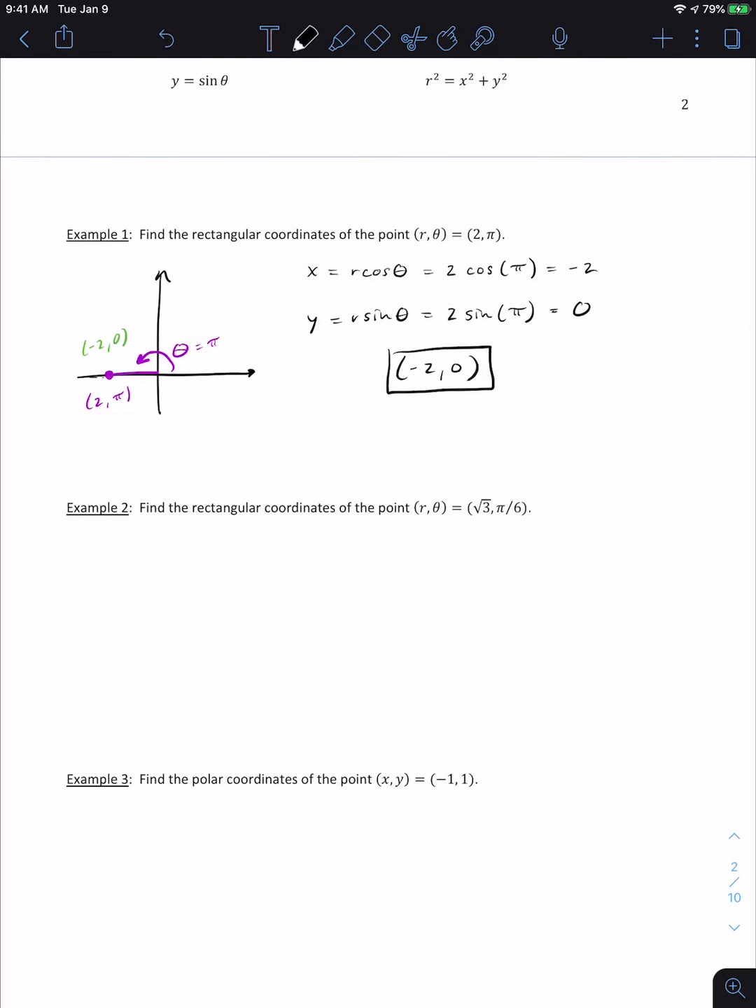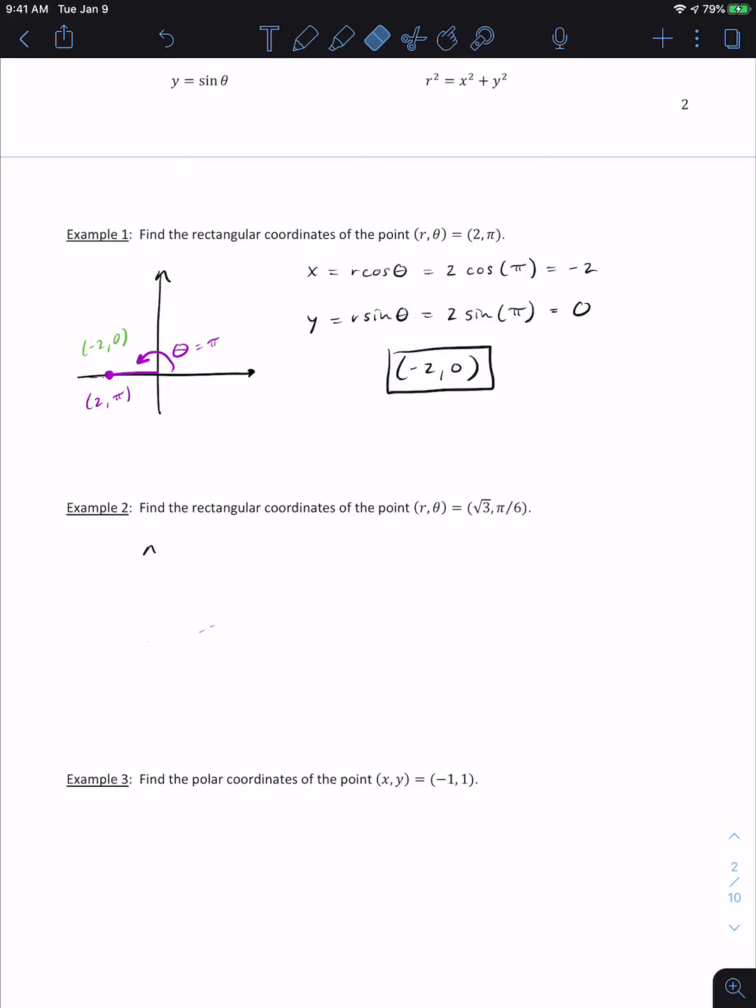Okay, so now let's look at a next example. Find the rectangular coordinates of the point (radical 3, pi over 6). This one won't be as easy for us to just pick out, but we can kind of get the idea here. We want an angle of pi over 6, which we know is somewhere right about here. And then its distance is radical 3. So this is radical 3, and this is theta equals pi over 6. So we know it looks something like that.